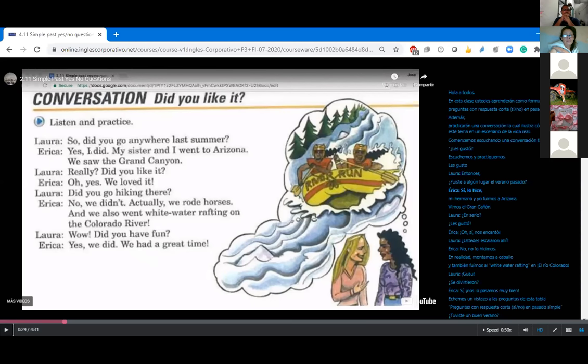Okay, so that's why she answered here, yes, I did. And after it, we, because Erica is including the sister. She changed the subject, okay? She changed the subject. Questions in this moment about this question, vocabulary from this conversation?